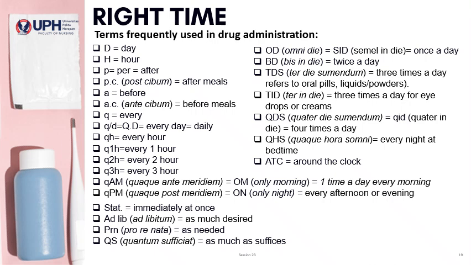And now we move on to the right time. So the right time means the terms frequently used for the time of drug administration. So you have AC, PC, and then every with Q and QD, every daily, QH, every hour, Q1H, every 1 hour, Q2H, every 2 hours, QAM, QPM, OD, BD, TDS, TID, QDS, QHS, and ATC. And then you have the STAT or ad lib, like as much as desired, and PRN or pro re nata, as needed, and QS, as much as suffices.